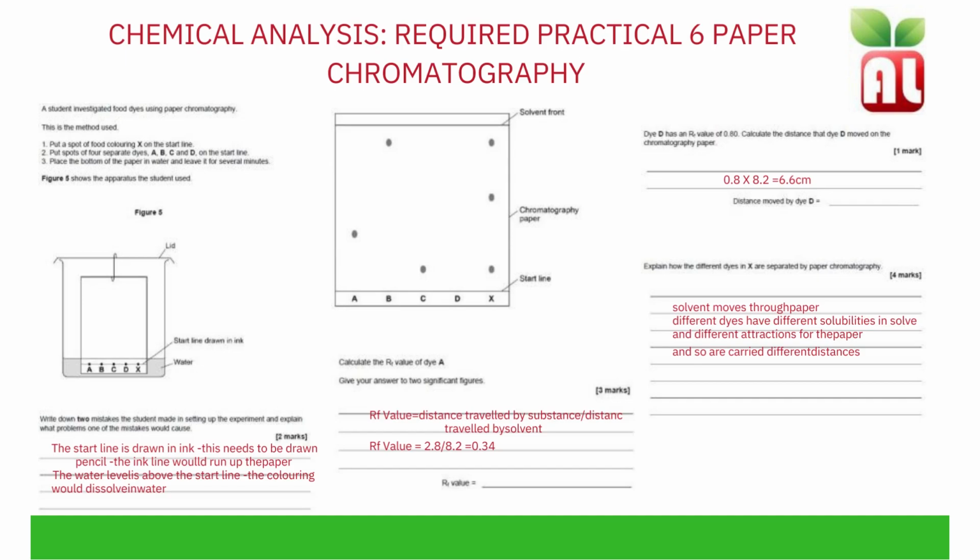Typically, exam questions on paper chromatography will display an image with some errors on the equipment. The first question we see is to identify two mistakes the student made when setting up the experiment and explain what problems one of the mistakes would have caused. Now, the solvent can be seen as above the start line, and the start line is labelled to be drawn in ink. These are mistakes.